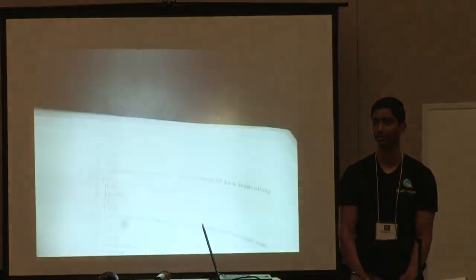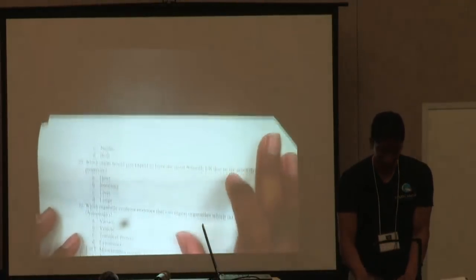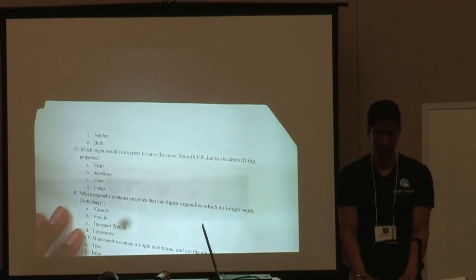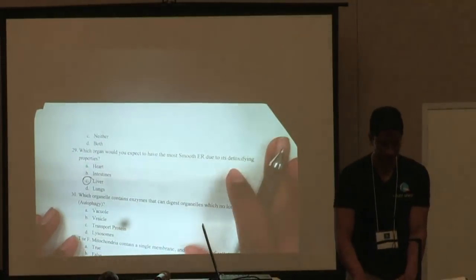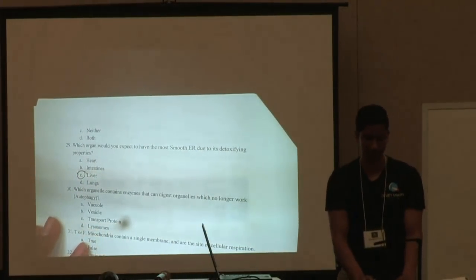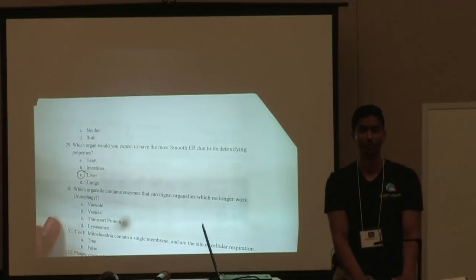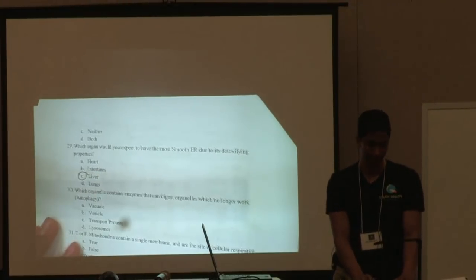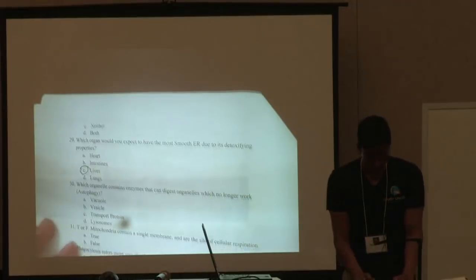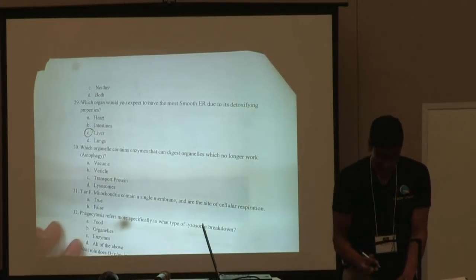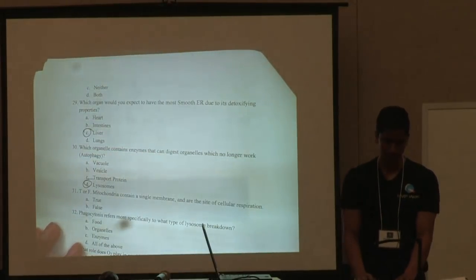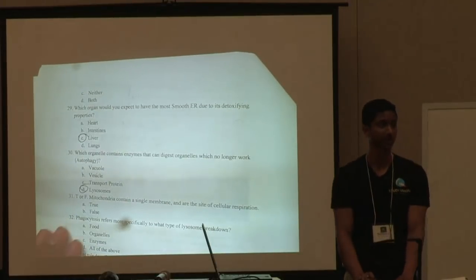Any specific questions yet? Nope. All right. Which organ would you expect to have the most smooth ER due to its detoxifying properties? The liver, right? So the liver partakes in detox and the smooth ER. If you have more smooth ER, that means kind of like a heavy drinker. So liver. Which organelle contains enzymes that can digest organelles which no longer work? Lysosomes. Good. Any questions on that?